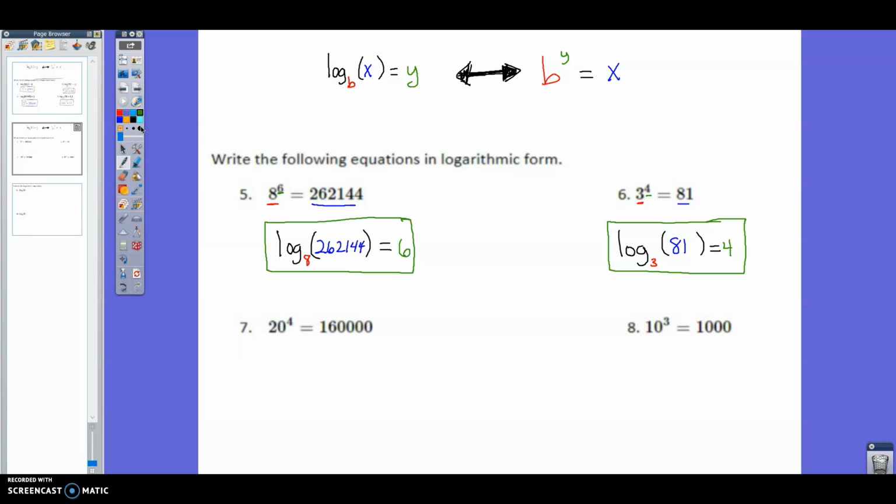Number 7, same thing. Start out by writing the word log. This time our base is 20. And inside the parentheses, we're going to put the 160,000. Because that's a number by itself, so that goes inside the log. And we're going to set that equal to our exponent, which is, in this case, 4.